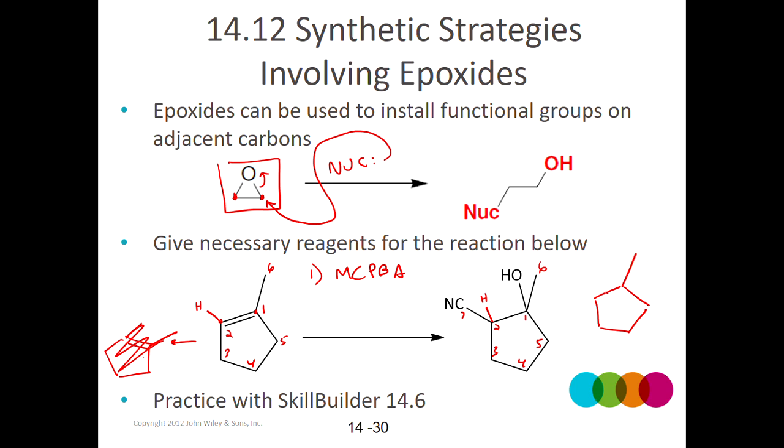So the methyl group would still be here, and then I have the epoxide forming. Then to open that up, I would use this as a nucleophile, CN-, with a negative formal charge on the carbon. So this is a cyanide ion, sodium cyanide. Obviously, cyanide is poisonous.